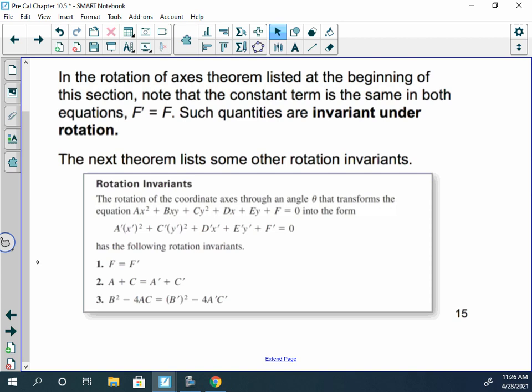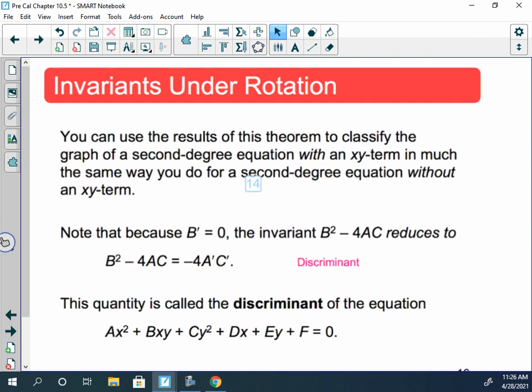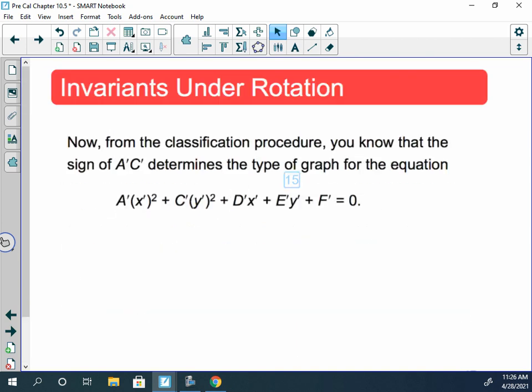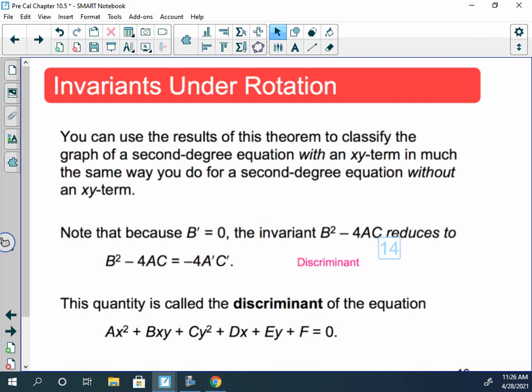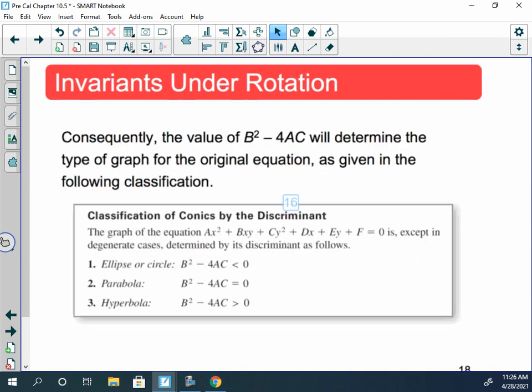But what do we know about b prime? It's gone, because we were trying to get rid of it. So really, this last part is going to change. And that's kind of what it's going into here, the fact that we're trying to get it to be 0. So really, b squared minus 4ac is equal to negative 4a prime c prime. And kind of talking about the discriminant in quadratics.